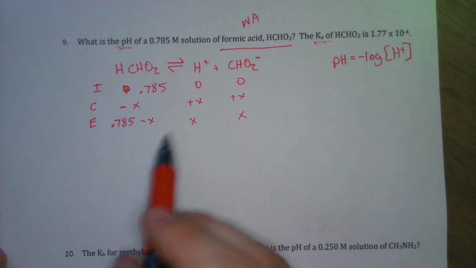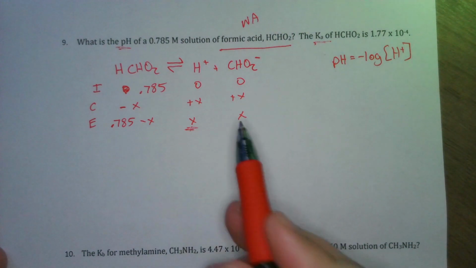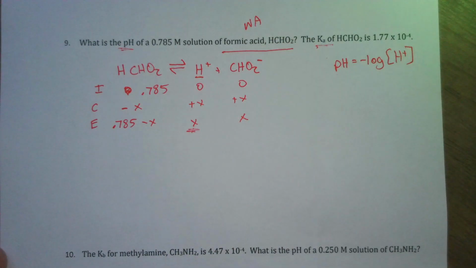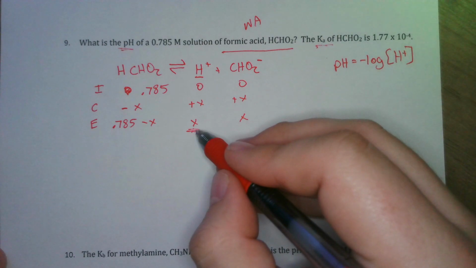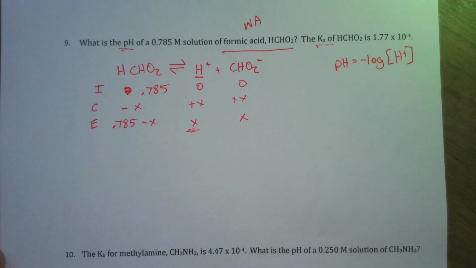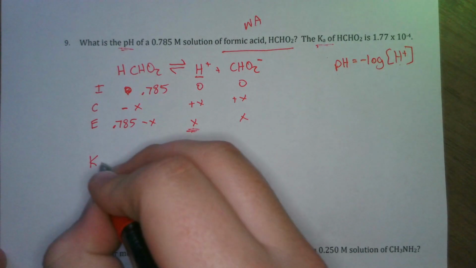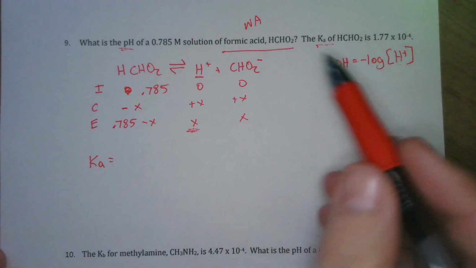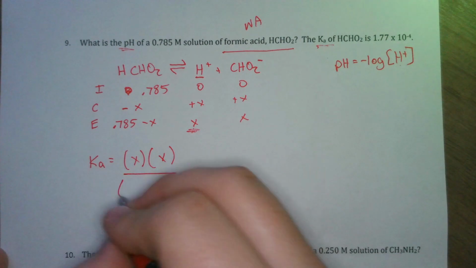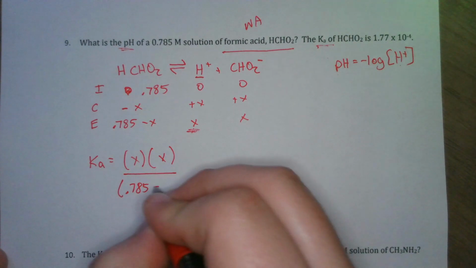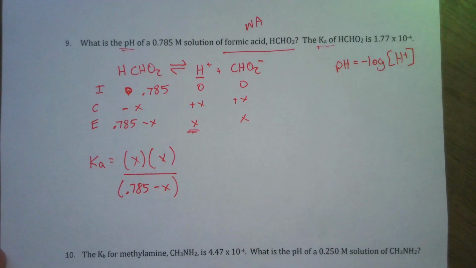All right. So now if I solve for x, I'll know how much H plus I have. That's the number I'm going to plug in here. So I need to find x, and then I'll plug it into the pH formula. To do that, I need my Ka. My Ka is my products over reactants. Just plug in your equilibrium values to your Ka.